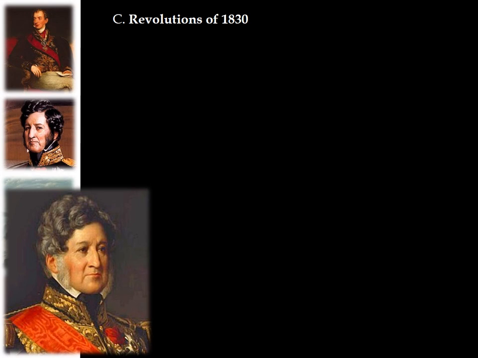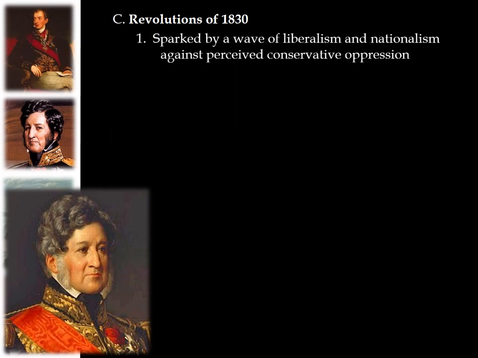Now, the revolutions of 1830 are another nationalistic revolution that takes place in Europe. They were sparked by a wave of liberalism and nationalism against perceived conservative oppression. Again, that pressure cooker, there was some steam that needed to be let out, and the revolutions of 1830 was one of those little release valves of that steam with that pressure of the Concert of Europe. It really begins in France. Of course it does. It begins in France with the July Revolution of 1830.